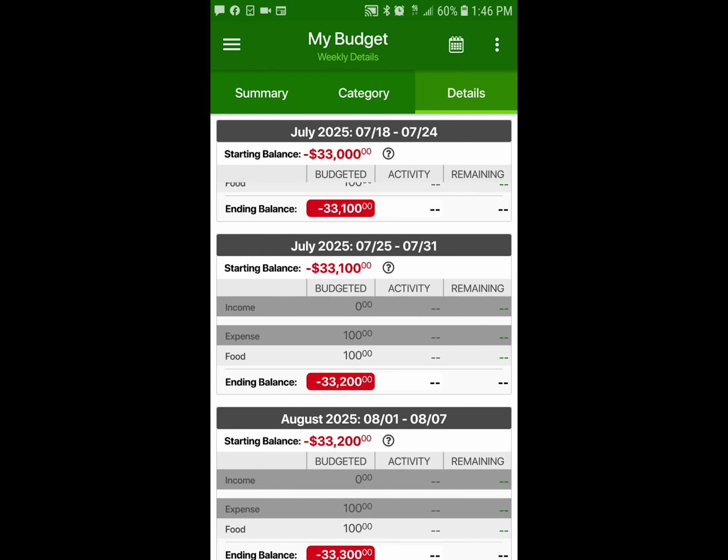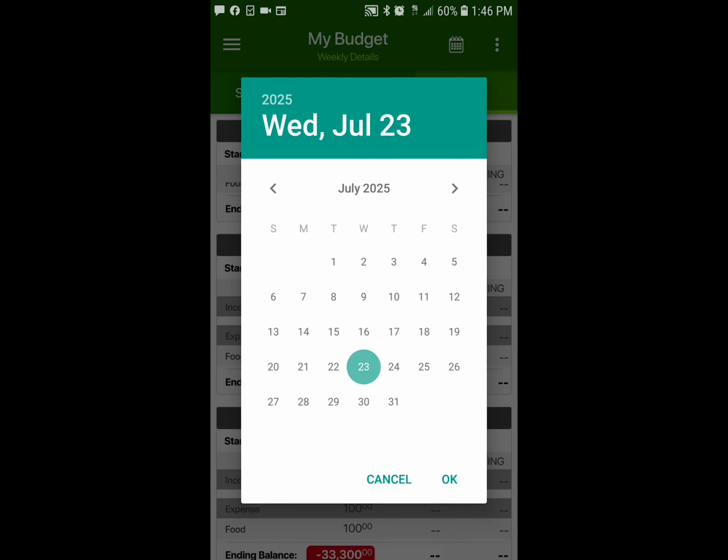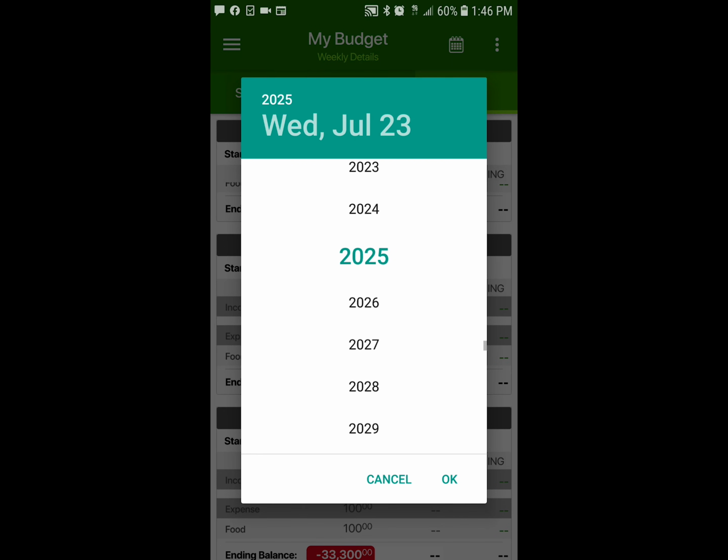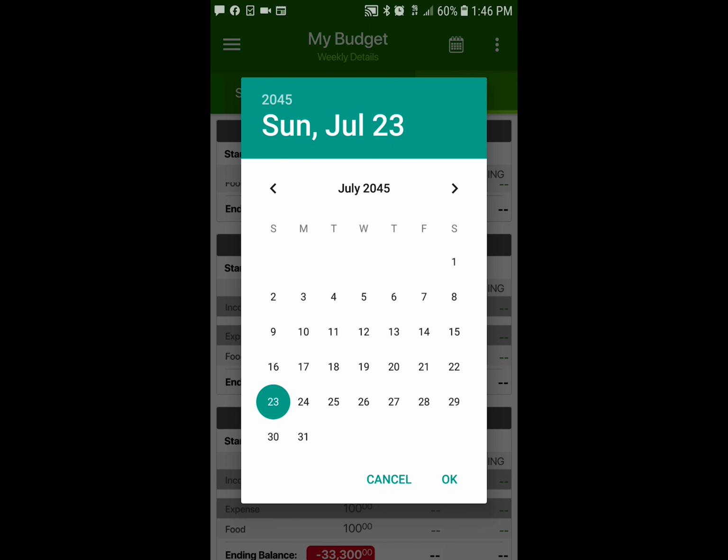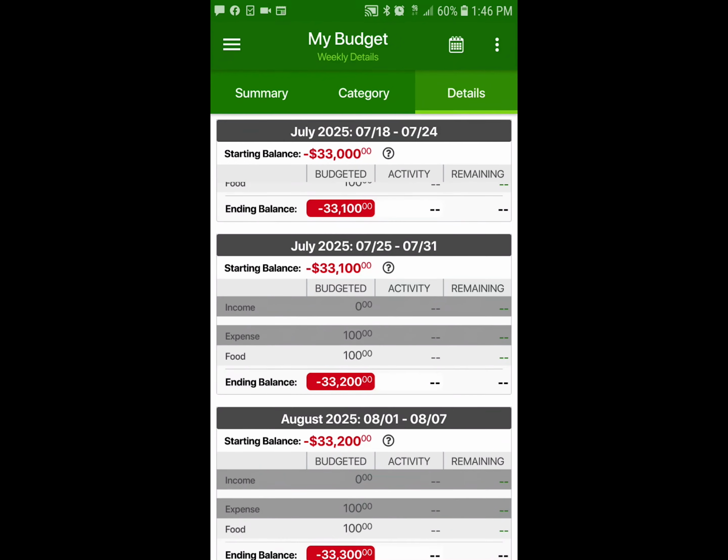Great. So let's go a little bit further out. Let's select the calendar again, and we will select the year. And let's go out to 2045. Let's go another 20 years out. Now we're going to be 25 years into the future. And we will select 2045, and we're still on July for 2045. Select OK. Now look, July 2045. Week of July 21st to July 27th.